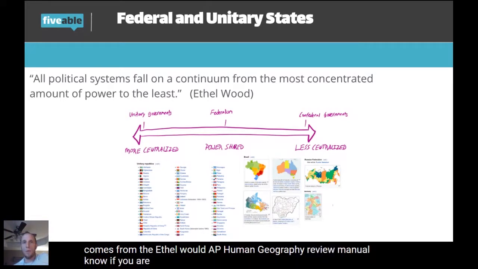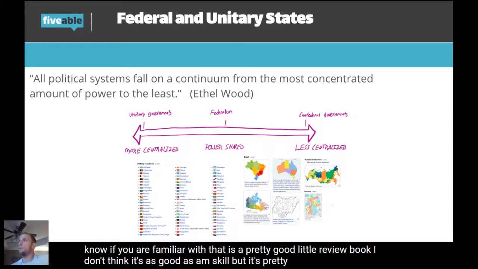I don't know if y'all are familiar with that. It's a pretty good little review book. I don't think it's as good as AMSCO, but it's pretty close.